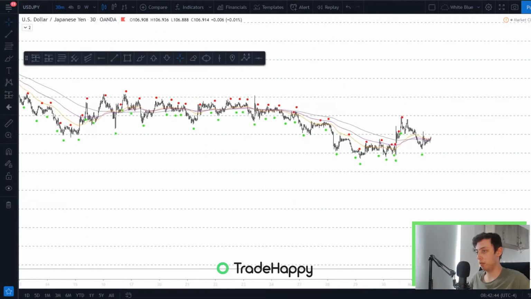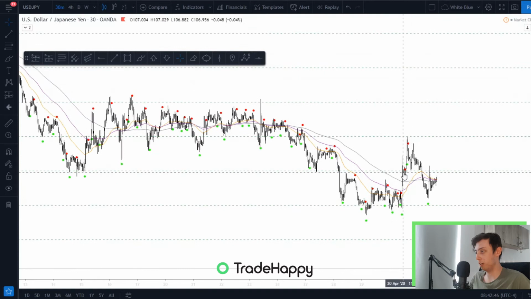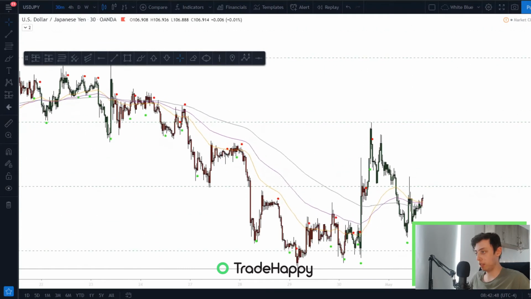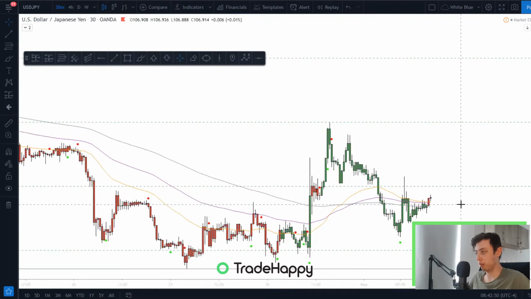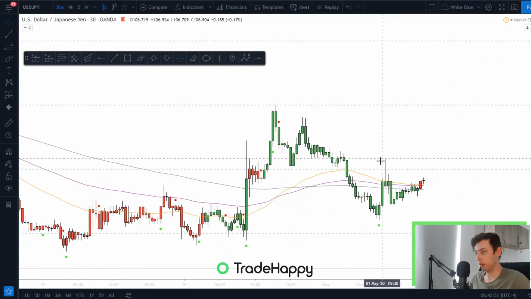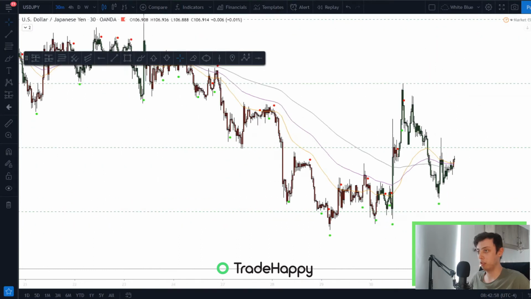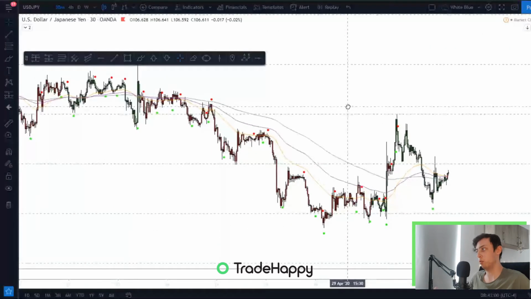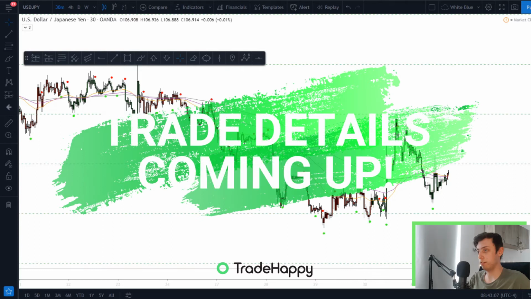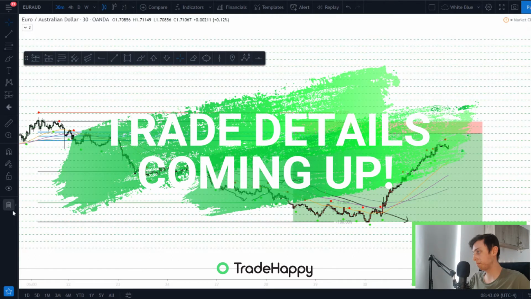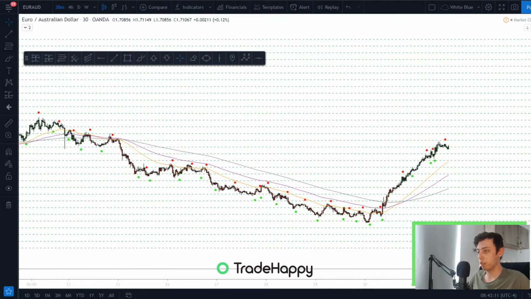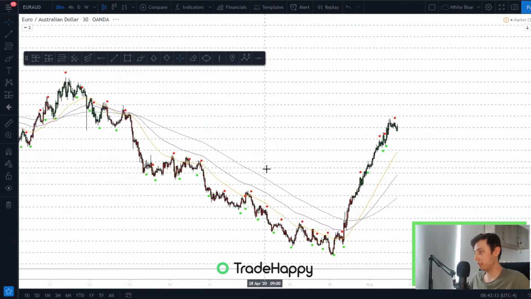And the last one was EURAUD. I don't think we entered this, to be honest. I think it was a short position around here possibly, or the one here. So this could have been a loss, I'm not sure. Not sure why I didn't mark it on the actual charts, but oh well, move on. So let's just go over the markets for this week. Get rid of all that on the charts.